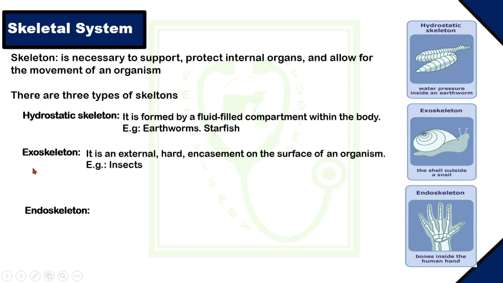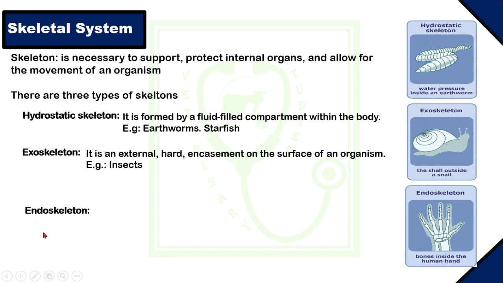Exoskeleton. Exo means outer. The skeleton which is found at the outer parts of an animal is known as exoskeleton. Exoskeleton is an external hard encasement on the surface of an organism. Exoskeleton is found in insects such as housefly, ants, ticks, etc.